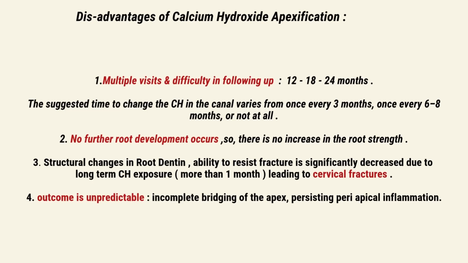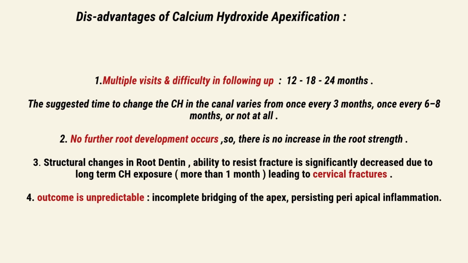Now coming to the disadvantages of calcium hydroxide apexification process. As we have just discussed the possible outcomes, a root end may be formed or a calcific bridge can be formed, but a partial calcific bridge can also be formed, leading to leakage and persistence of the periapical inflammation. This is a very lengthy process. It requires 12 to 24 months of time period, which requires a change of the dressing every 3 months to 6 to 8 months, or sometimes doesn't require.